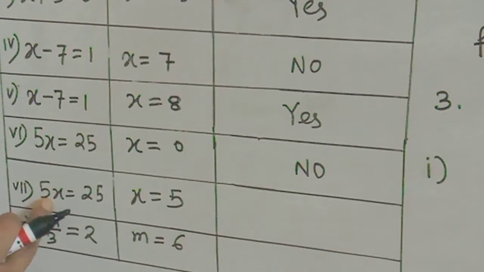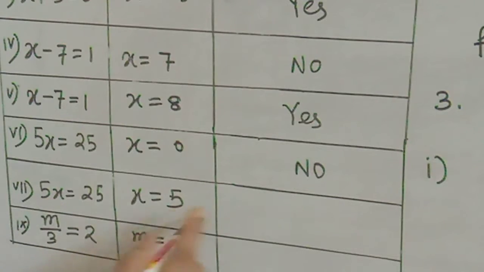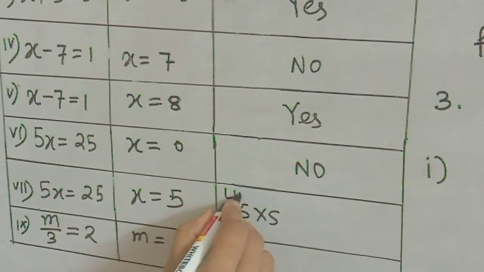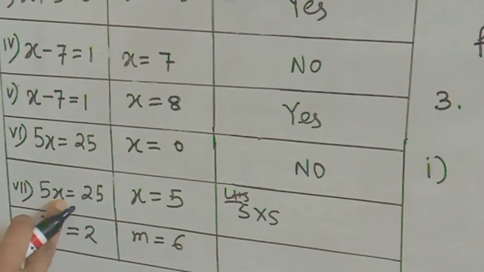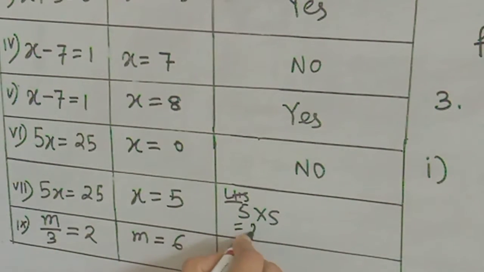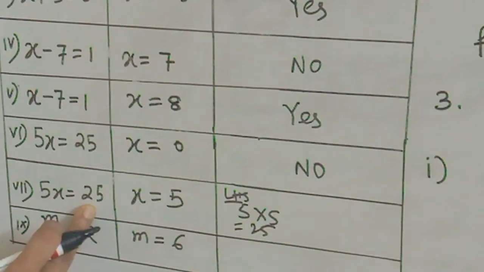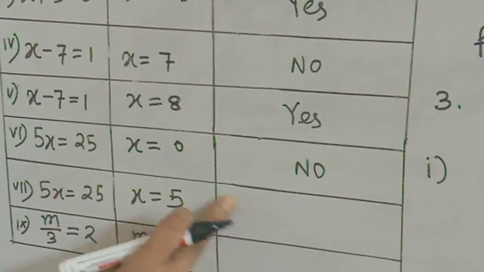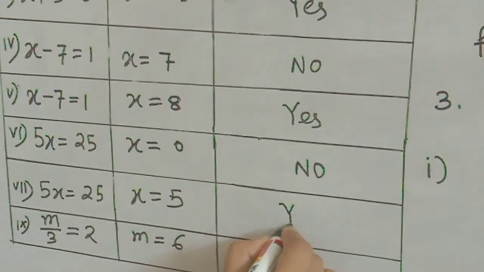Now 5x is equal to 25. If I put the value of x is equal to 5, then you can see that 5 into 5. In the left hand side it is 5 into 5, yes it is 25, which is equal to the right hand side value. So you have to write yes, it is the correct option.